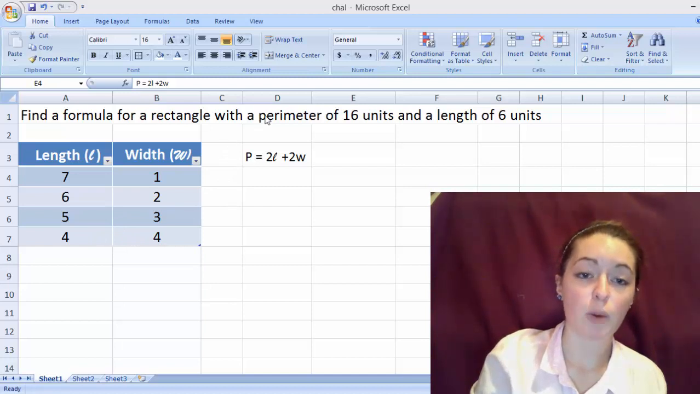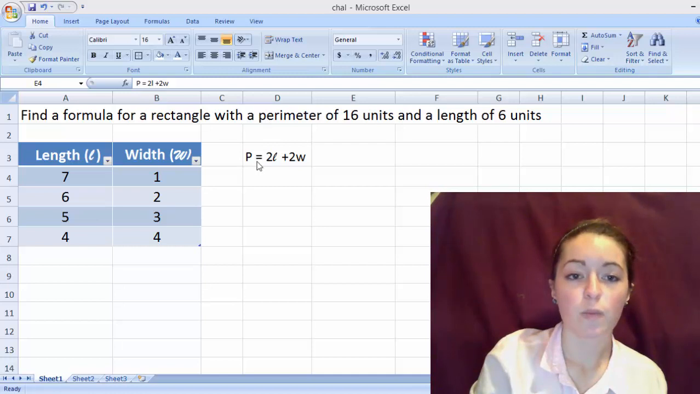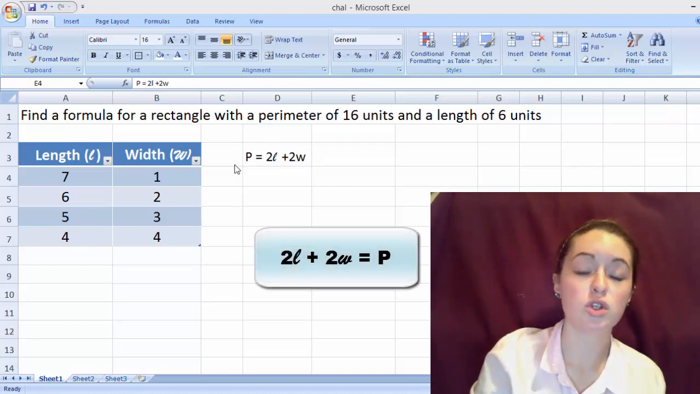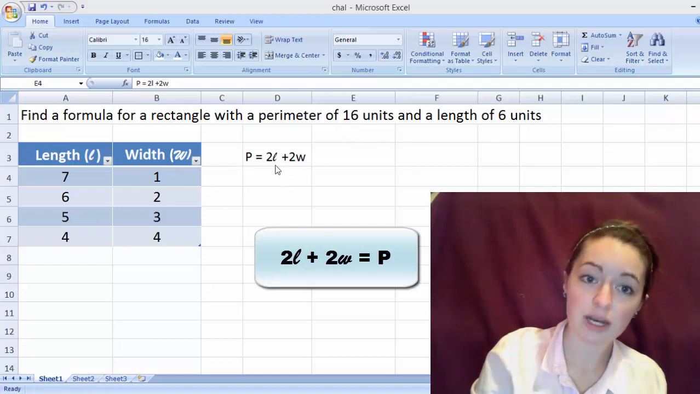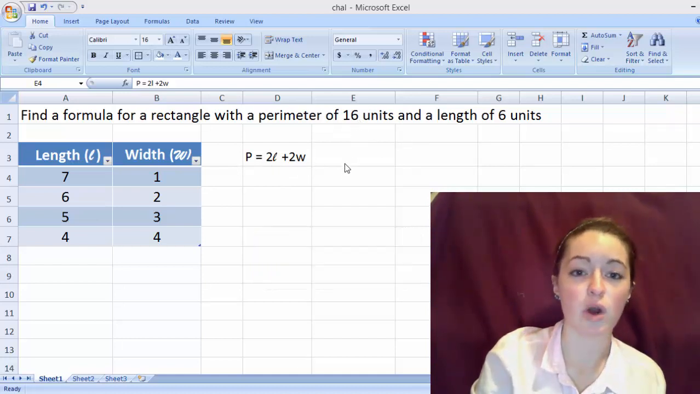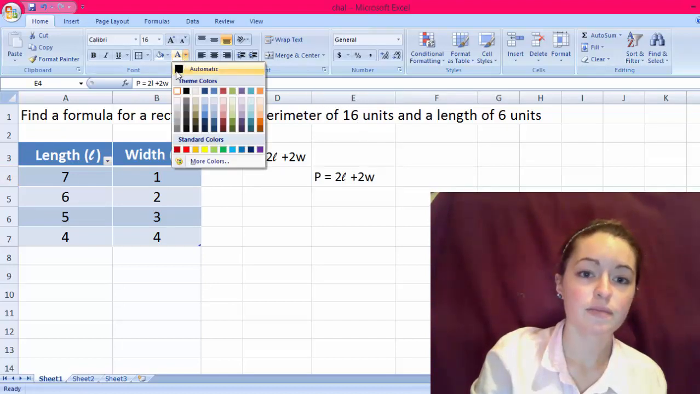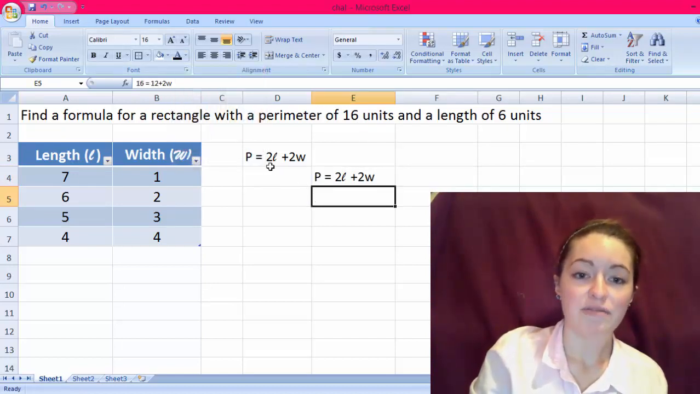Now, we're looking for perimeter. Our key word right here is perimeter. So, we know that our equation that we just figured out was perimeter equals 2 times length plus 2 times width. Now, to find a formula, we're going to need to plug in the information that we know. We know that we have a perimeter of 16 units and a length of 6 units. So let's start by filling in those blanks.